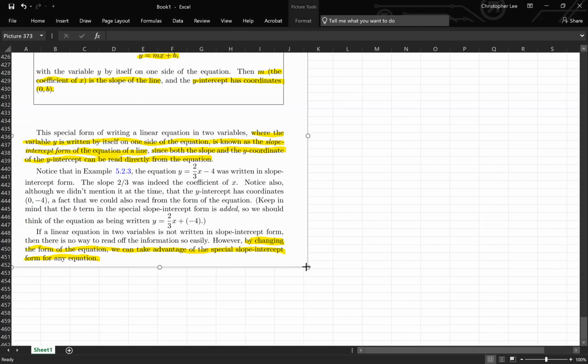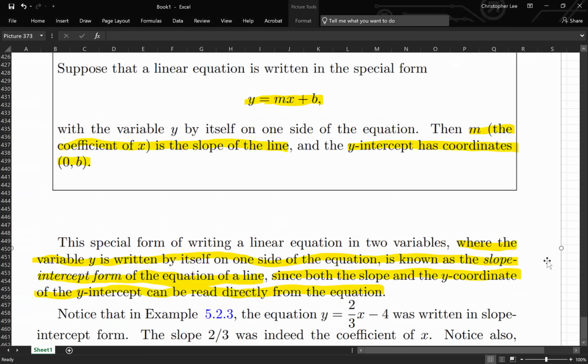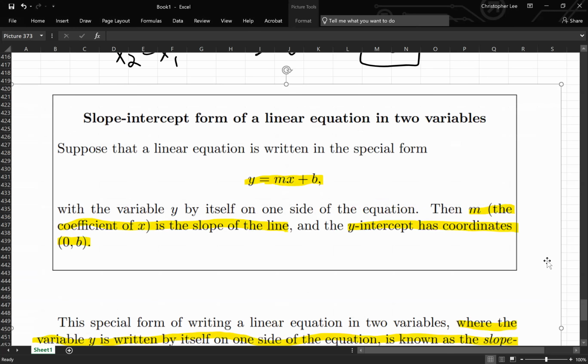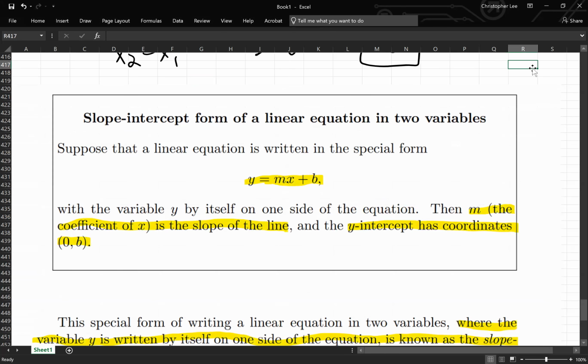All right. Now we're gonna take it up a notch, right? So we're going to talk about the slope-intercept form of a linear equation in two variables. So suppose that a linear equation is written in a special form, y equals mx plus b, with the variable y by itself on one side of the equation, and m, the coefficient of x, is the slope of the line. And the y-intercept has coordinate 0, comma b.